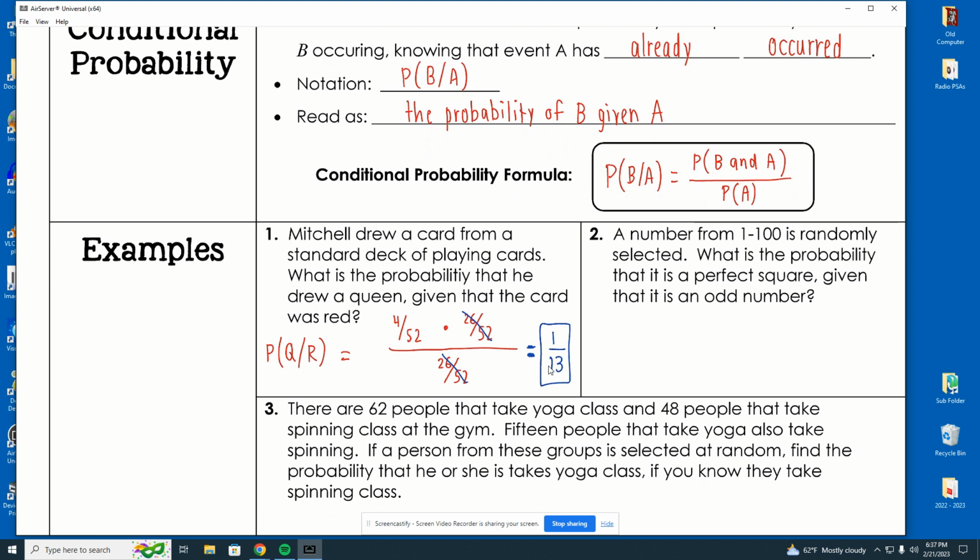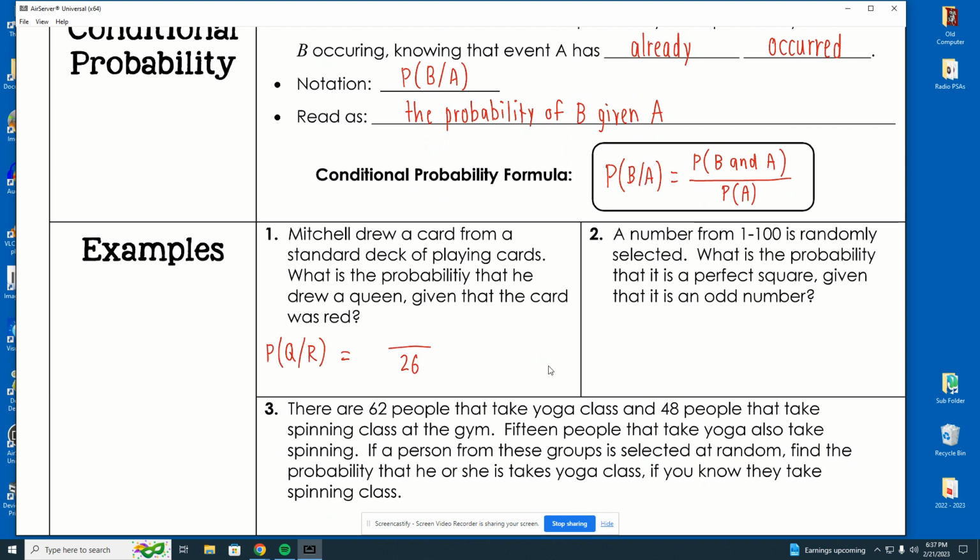Okay? Now, I want to look at it from another perspective real quick. And you're going to have to just kind of determine which way you like the best. So I like to focus on what's my given that. My given that is that it's red. So I start with this. How many cards in that standard deck are red? 26, right?